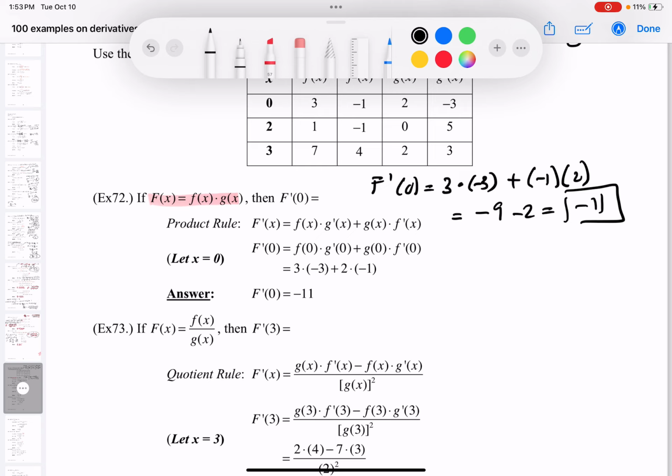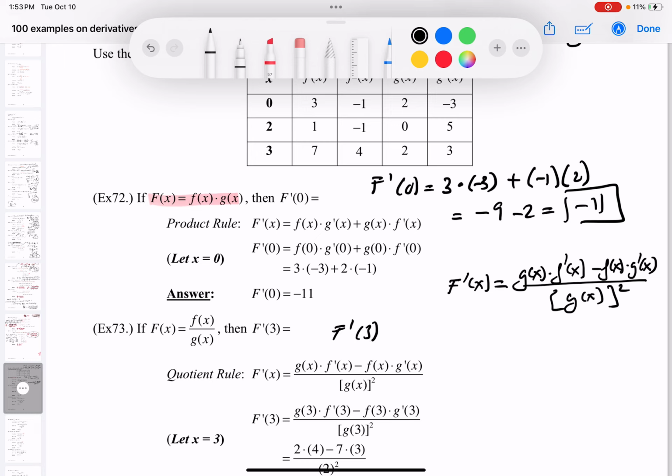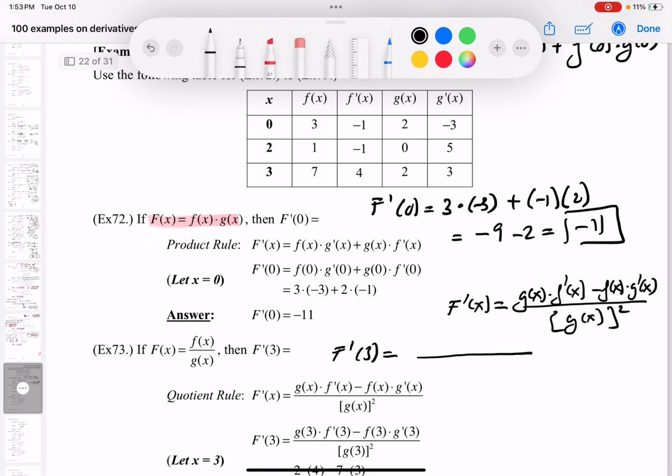And for the most part, I need to know what f prime is. This is going to be the quotient rule, and that's going to be g of x squared in the denominator. And then you get g of x times f prime of x minus f of x times g prime of x. So I'm going to write down f prime at 3. I still have to look at the table. I can't remember those numbers. I hope you don't think it's important to remember those numbers. You're going to look it up. And g of 3 is 2, and 2 squared is 4.